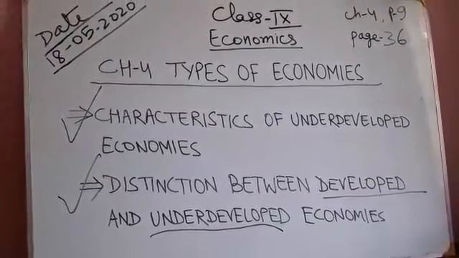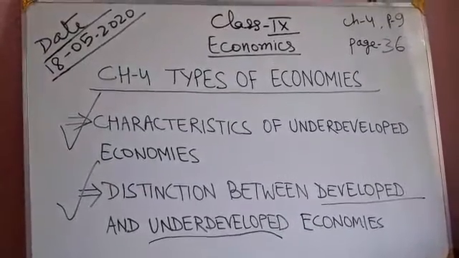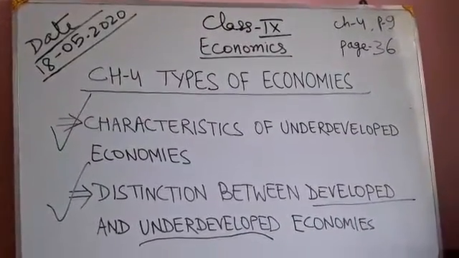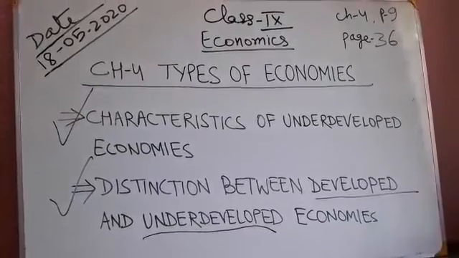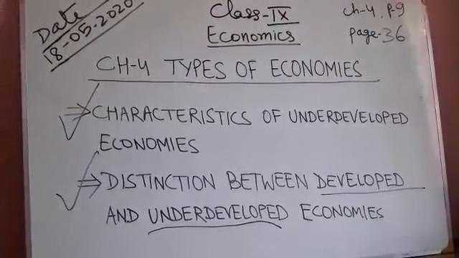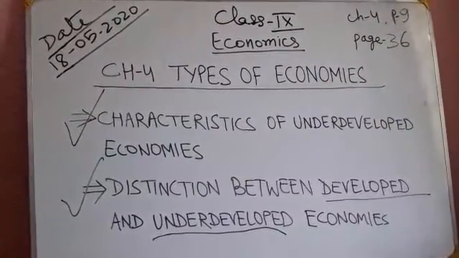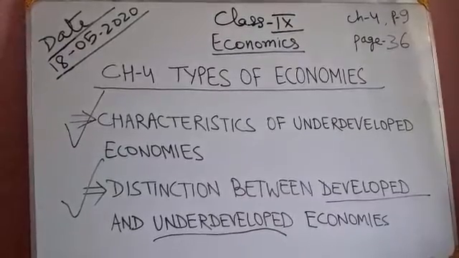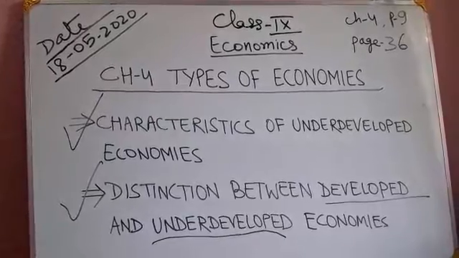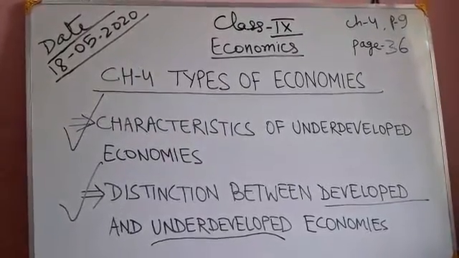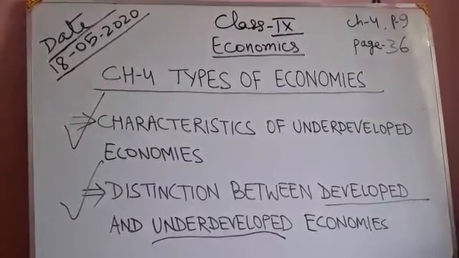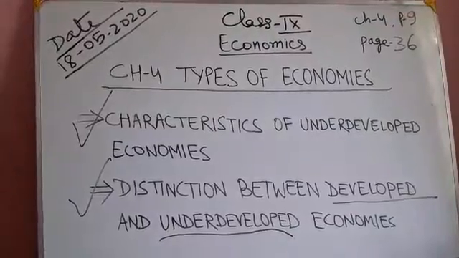Next, infrastructure. Infrastructure facilities are quite substantial in developed economies, whereas in underdeveloped economies, infrastructure is inadequate. Human capital. As far as human capital is concerned, in developed economies, the quality of human capital is better, with a high literacy ratio, and adequate health and sanitation facilities are also available. When we talk about underdeveloped economies, the quality of human capital is poor, with a low literacy ratio, and inadequate health facilities are found. So these are the differences between developed and underdeveloped economies.